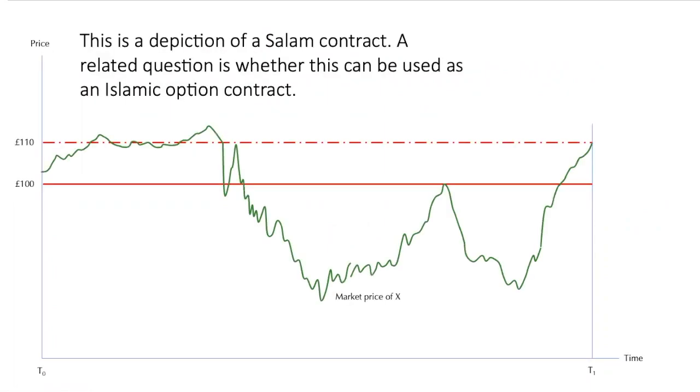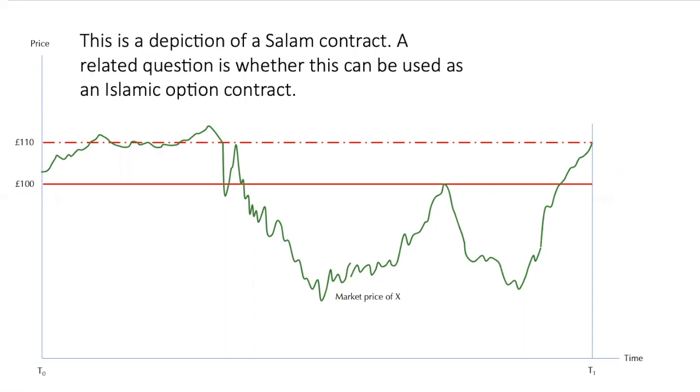Basically, this is a depiction of a salam contract, and salam would allow you to benefit in this case. Hence, if I have paid upfront £100, and at the time of the delivery of this asset, the price has gone up in the market, this is basically a windfall from Allah subhanahu wa ta'ala. So the price has gone up, and I would be benefiting from this. So this is not unjust enrichment.